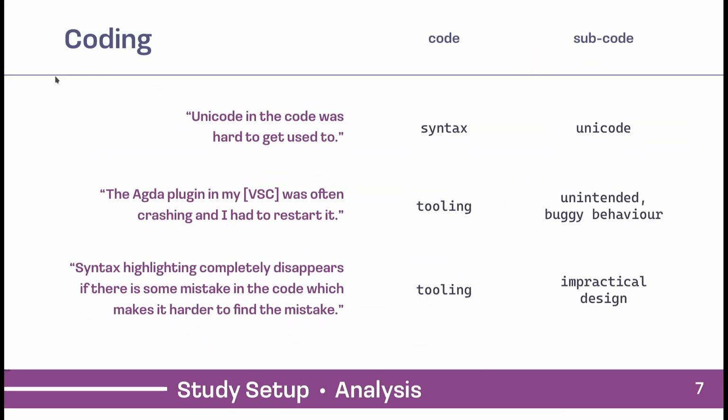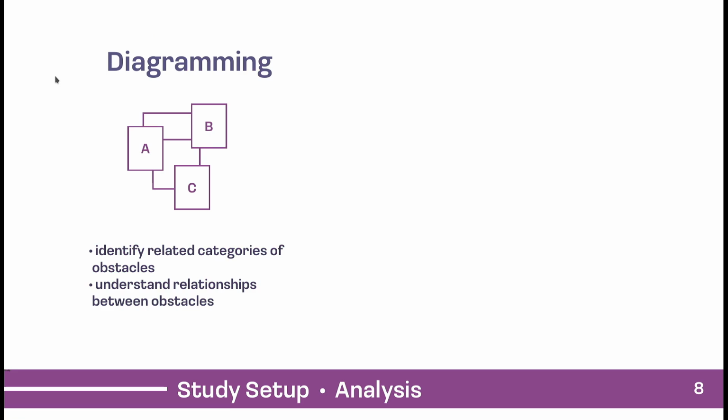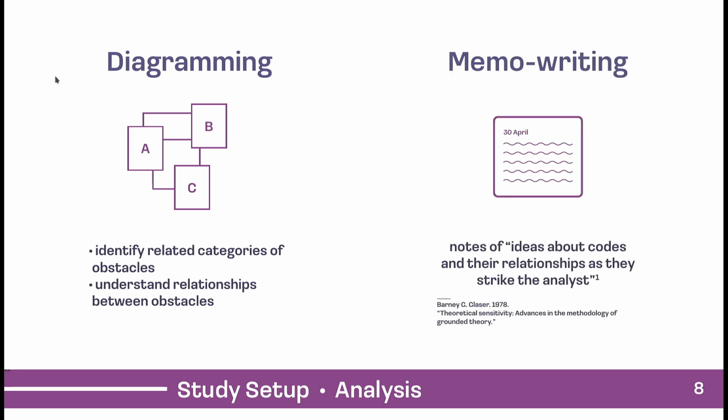After all of our data was coded, we used diagramming, which you can sort of imagine like a crazy scientist moment, where you take a lot of sticky notes with your codes and put them on a whiteboard and try to understand the connections, the relationships, the groupings. It was actually really useful to visualize how these things work. And we combined it with memo writing, which is making notes of ideas about codes and their relationships as they strike the analyst. This is a very nice practice from qualitative research, where you take notes of what you're thinking, of what you see, and you can go back later and elaborate on it, see whether that still applies to what you think after you've analyzed some more.